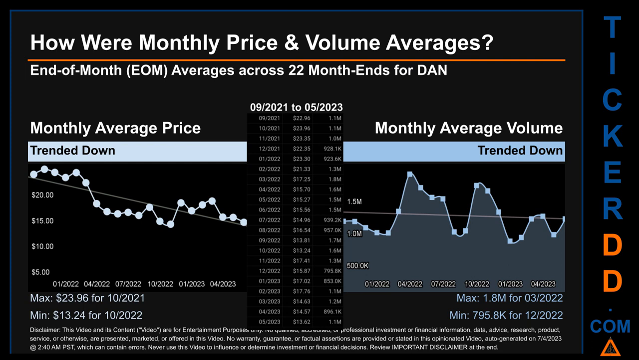The maximum end-of-month average price was $23.96 for 10/2021 while the minimum was $13.24 for 10/2022. Looking at volume, 03/2022 and 12/2022 respectively saw the highest and lowest monthly average volume at 1.8 million and 795.8 thousand.